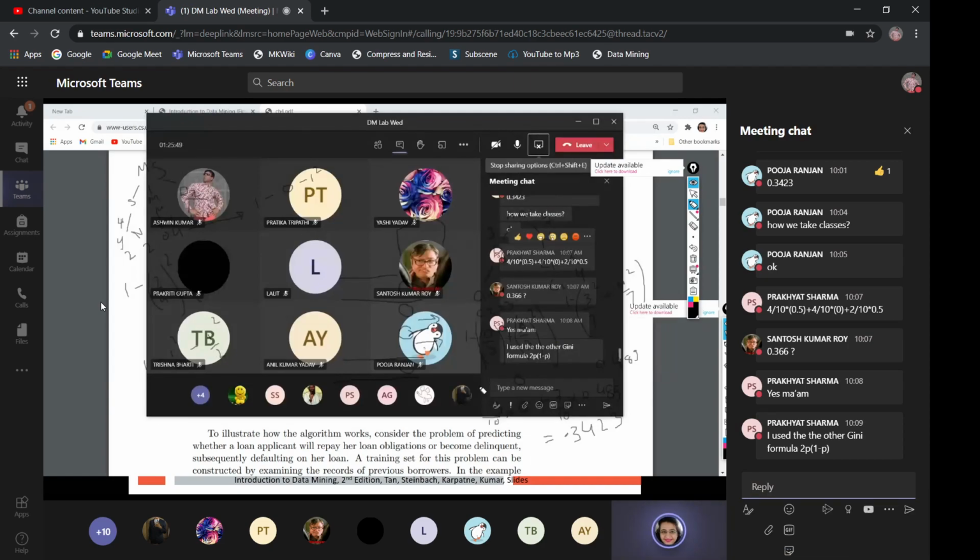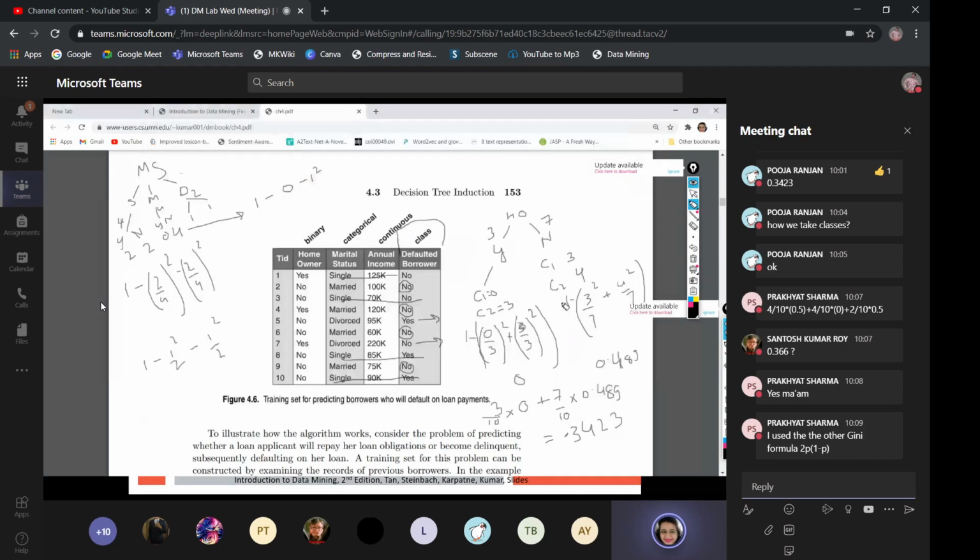Prakhyat, no, you can't use 2p into (1 minus p). It is only applicable when you have a binary split. Now, if you see, the split is not binary. Here the split is multi-way.